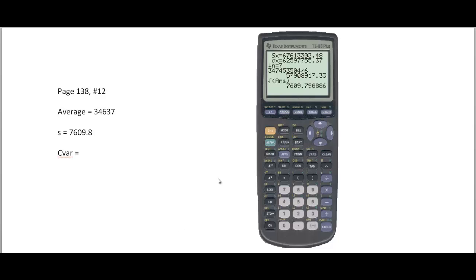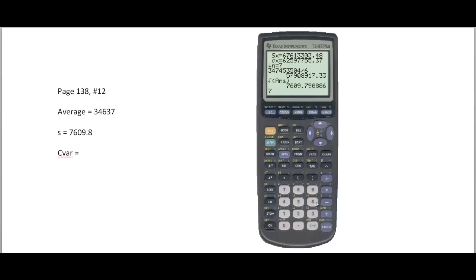Okay, so the last part of the problem is going to ask about finding the CVAR, which is going to basically test how it varies and how much variation it has. The CVAR is when you take the standard deviation and divide it by the average. So I'll bring my calculator back up here again.